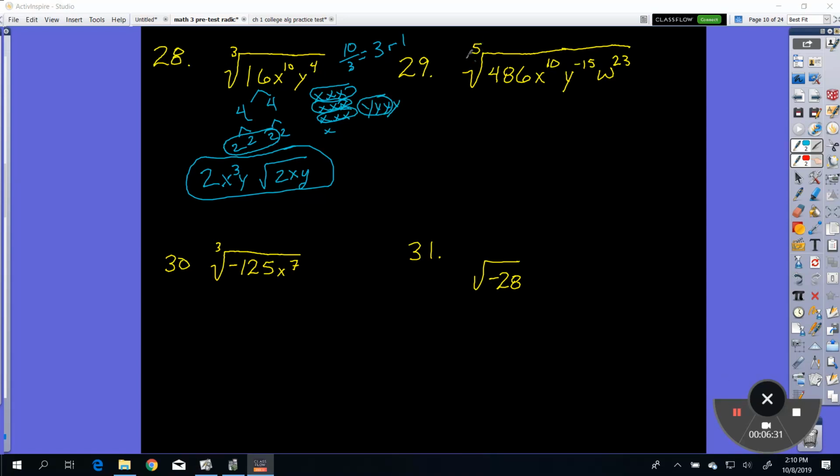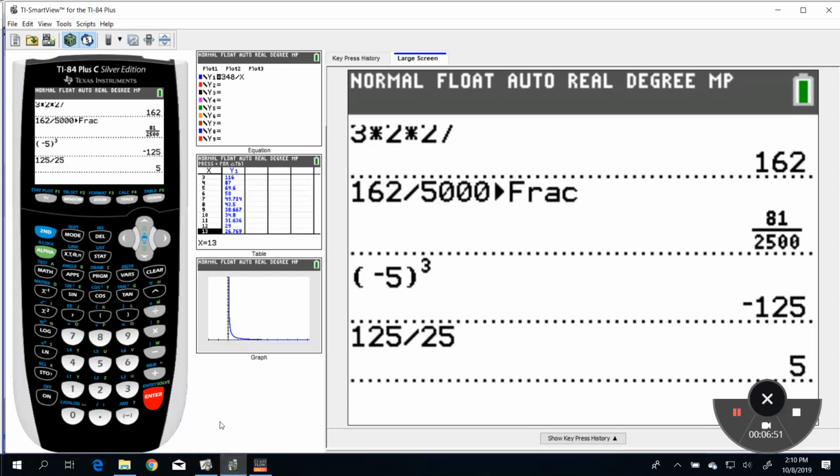So again, the number on the outside tells me how many of a kind I need. So the 5 tells me I need 5 of a kind for it to come out. So 4086, I'm going to break it down. I'm going to try to see if it's divisible by 9. So 4 plus 8 is 12, plus 6 is 18. And since 18 is divisible by 9, I know 486 is divisible by 9.